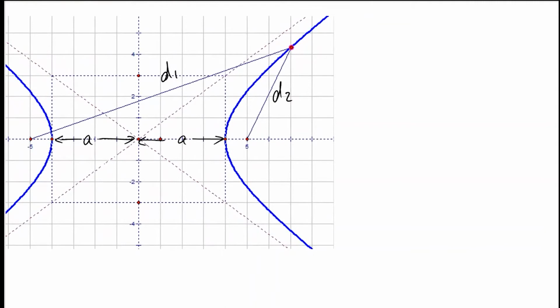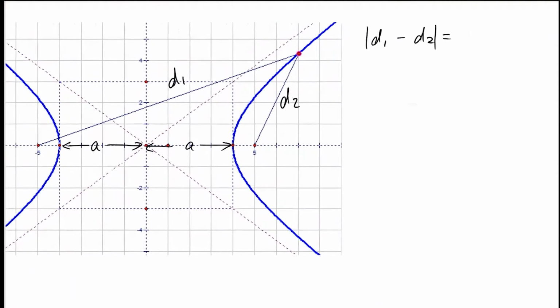And from the definition, we say D1 minus D2 has to be, absolute value while you're at it, right? Because it could be the other side too. Absolute value gives you plus or minus. You know what I'm saying? Has to be 2A. How about that?